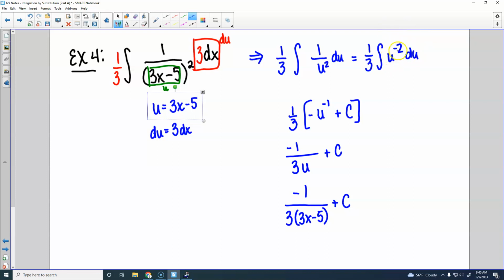So I never put a 3 in the equation. You have the 1/3 though, right? Yeah. So the 3 that you put right here, you have to put a 1/3 out front to balance it. But then this 3dx gets replaced with the du. So that 3 right there is not going to show up over here once you've substituted.